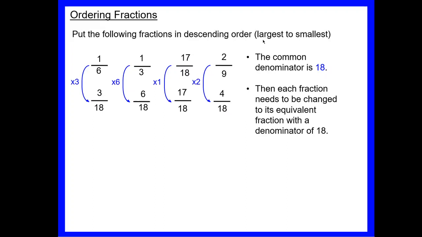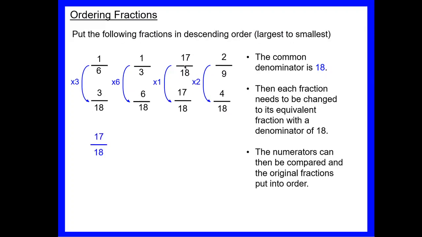Now this time, remember, we were asked to give largest to smallest. So I'm looking for the biggest numerator. So that's this one here, 17, and that relates to 17/18. So that one is our largest. Our next largest is 6, and that is 1/3. The next largest, 4, so that's 2/9, and our smallest number is the 3, and that's 1/6.